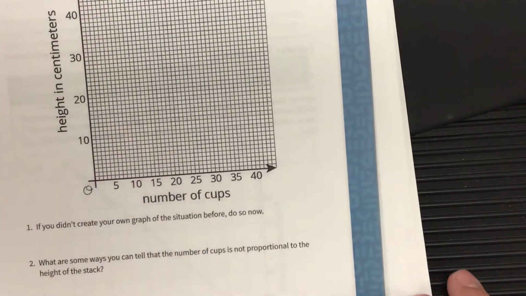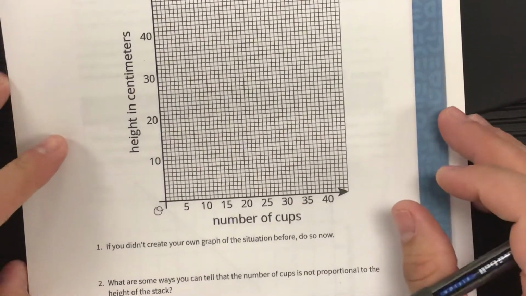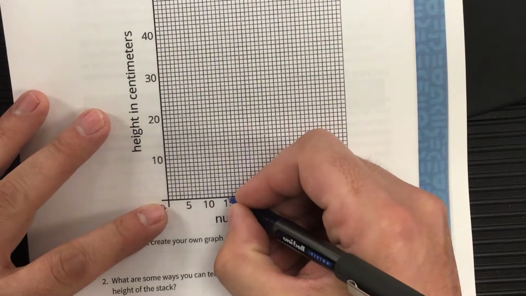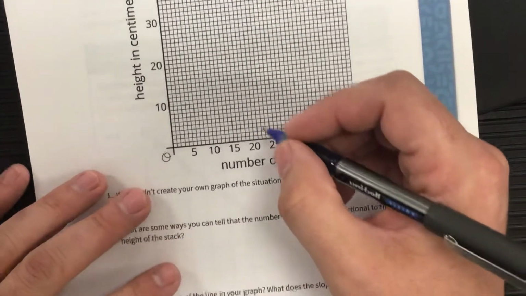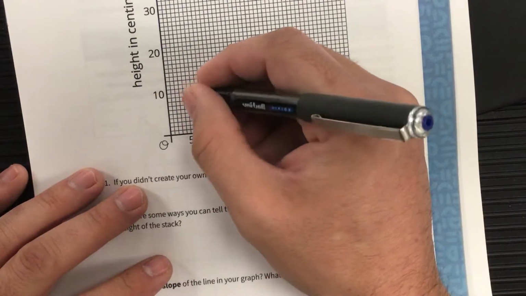Josh, would you read the directions there, please? If you didn't create your own graph with a number situation before, do so now. All right, so let's do it. What were the 2 points that it gave us? 6 and 15. So 6 cups and then up to 15.